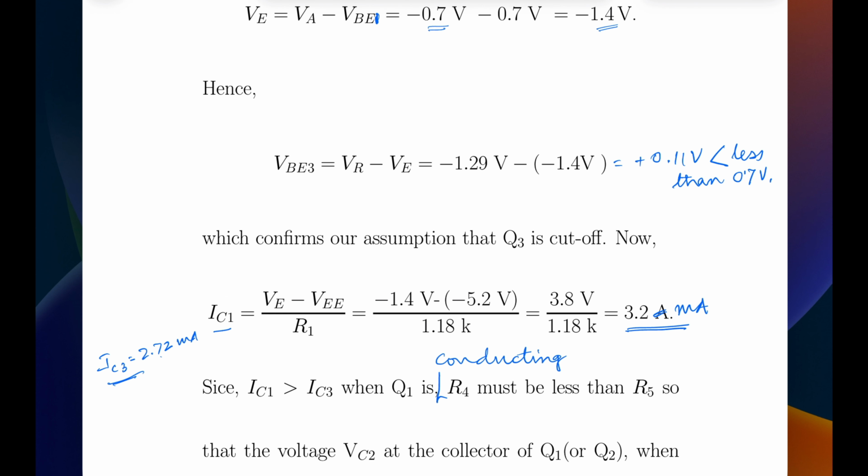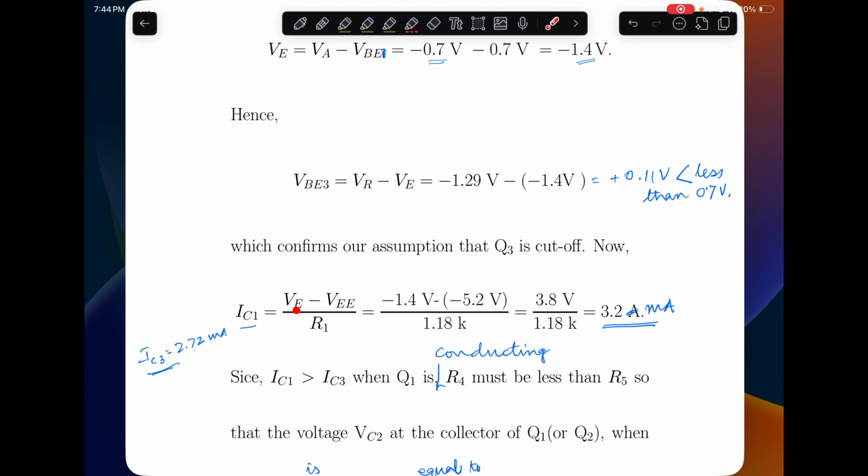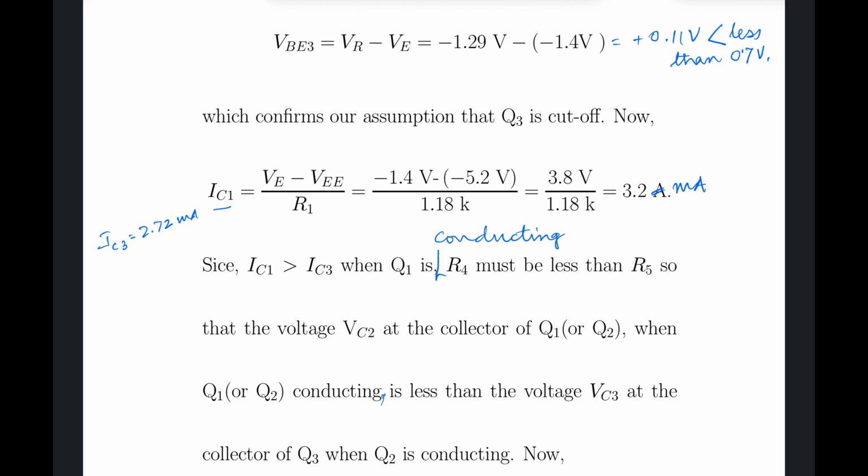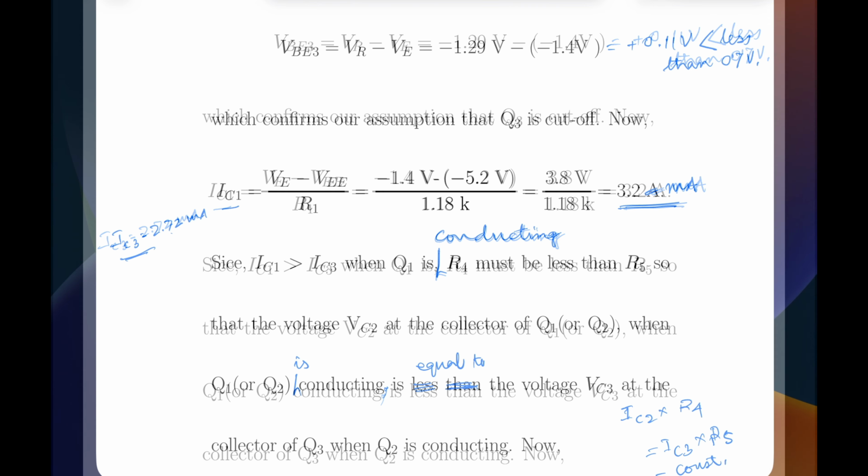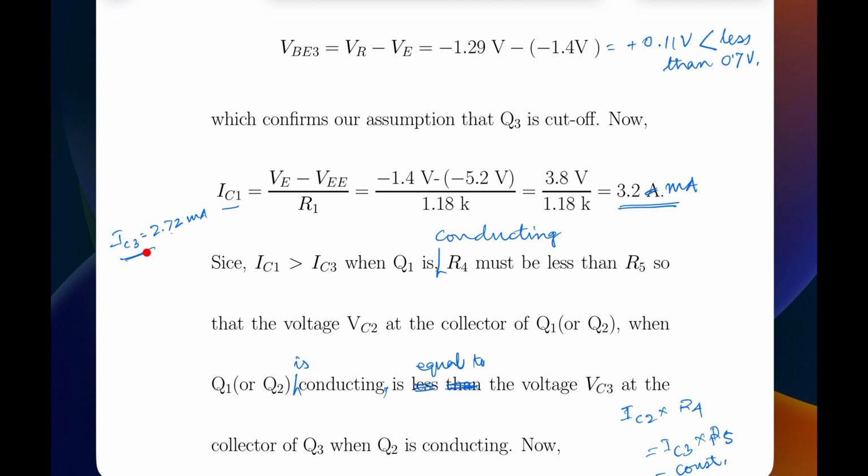Now IC1 is equal to VE minus VEE upon R1. VE is minus 1.4 volt and VEE is minus 5.2 volt. So the numerator is minus 1.4 volt minus (minus 5.2 volt), divided by 1.18 kilo ohm. So this gives you the value of IC1 as 3.2 milliampere. Now we have IC1 equal to 3.2 milliampere, whereas IC3 was found to be 2.72 milliampere.